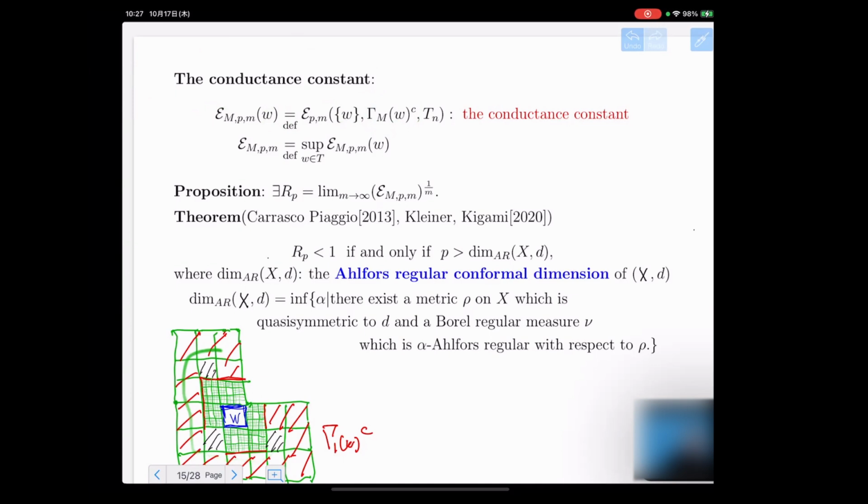Okay, and think about the conductance between W and this complement, and divided further into the mth level here. So this is the conductance between W and its complement, and define the E_m^p(W), which is the supremum of all this value through all vertices at every level. Okay. And actually, what we can show is this value to the 1 over m has a limit. And actually, this value R_p is closely related to the geometry of the space.